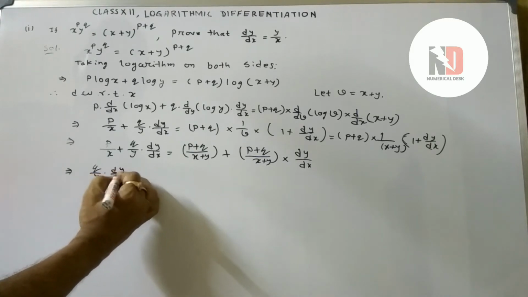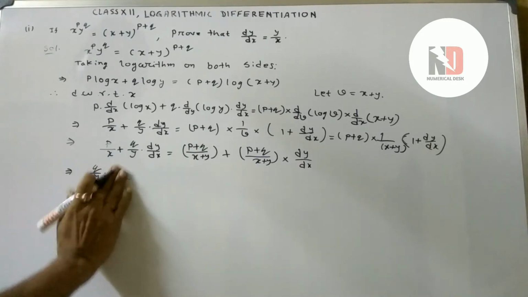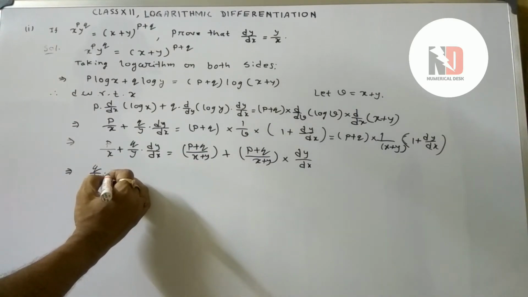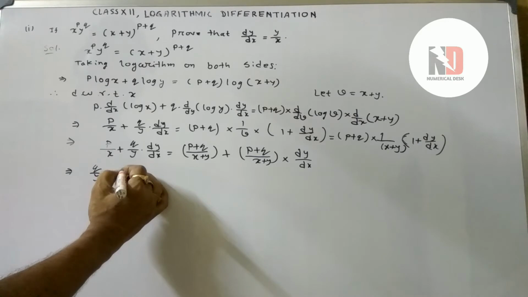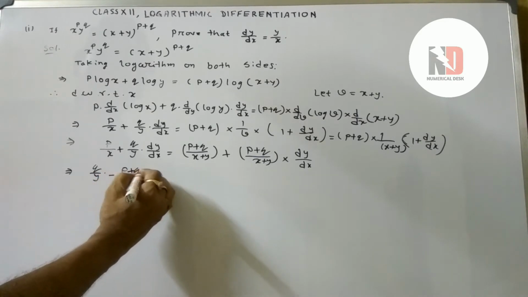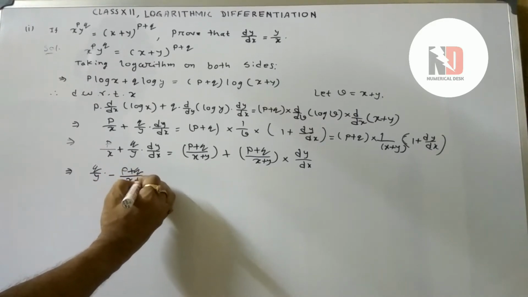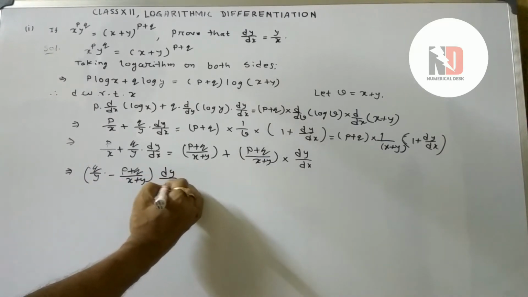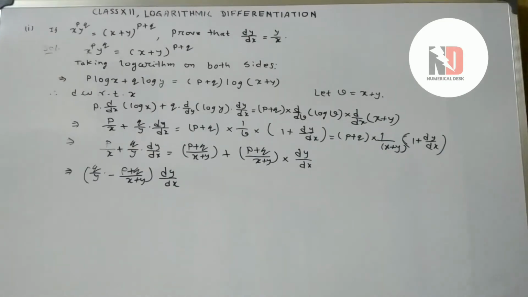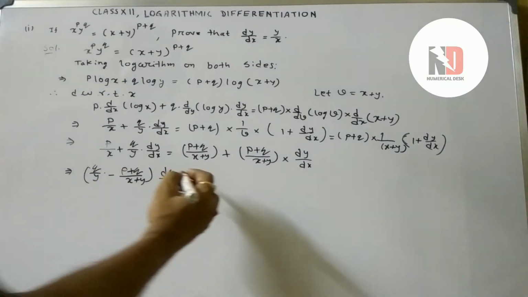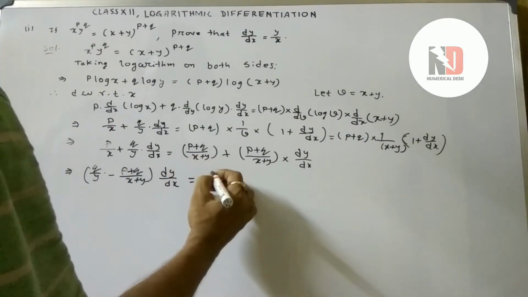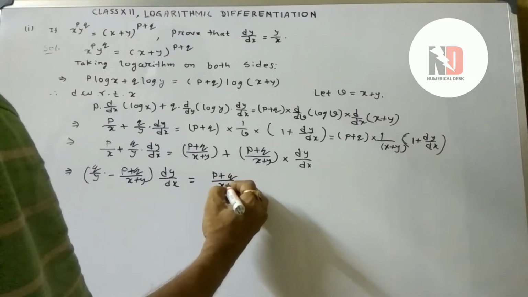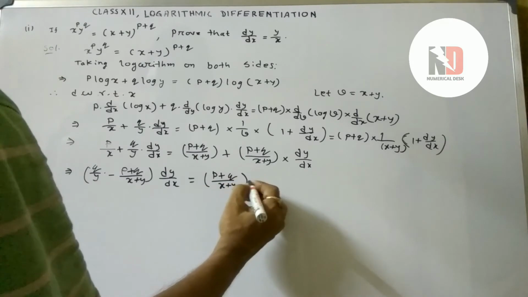Now transferring the dy by dx terms to the left hand side and taking common, so the time will be saved, or otherwise the video will be much longer. So dy by dx is taken common. Now the rest of the terms on the right hand side, minus p by x.